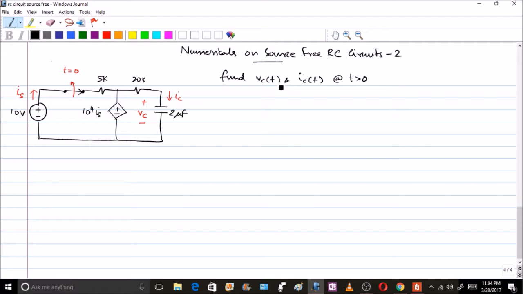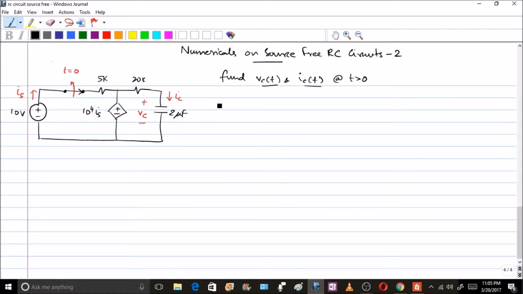So let us start with this problem here. Now they are asked to find the value of Vc of t, Ic of t with the polarities given. Don't change the polarities. The switch is thrown up at t equal to 0. That means the circuit is open at t equal to 0 and this circuit is getting isolated. This source is getting isolated from the main circuit. That's why it is a source free circuit.